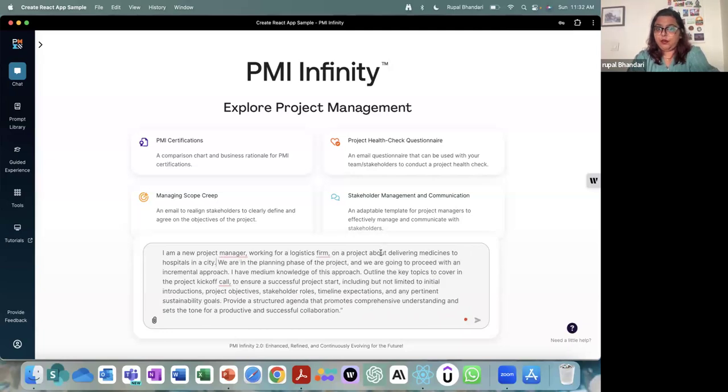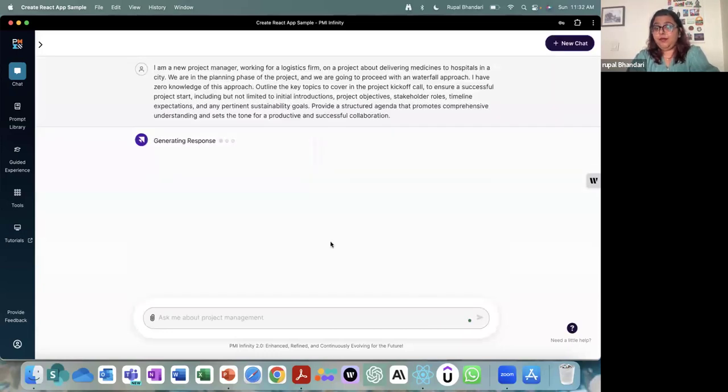We are in the planning phase of the project, but we are going to proceed with a waterfall approach. I have zero knowledge of this approach. Outline the key topics for me. Let's see what it gives me. It's going to give me something completely different from what it gave for the previous project.